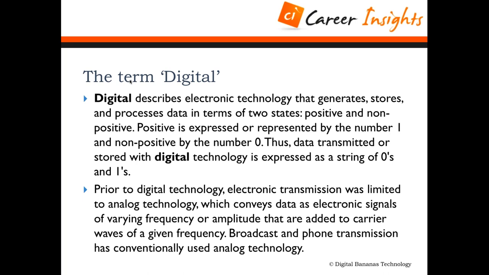Now, prior to digital technology, electronic transmission was limited to analog technology. So basically your old phones, where you have to dial, which conveys data as electronic signals of varying frequencies or amplitudes that are added to carrier waves of a given frequency. So radio, for example. Broadcast and phone transmission have conventionally used analog technology. We're now using what we call digital technology, so things like wireless technology.